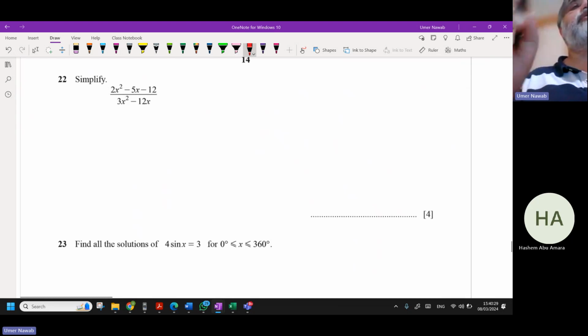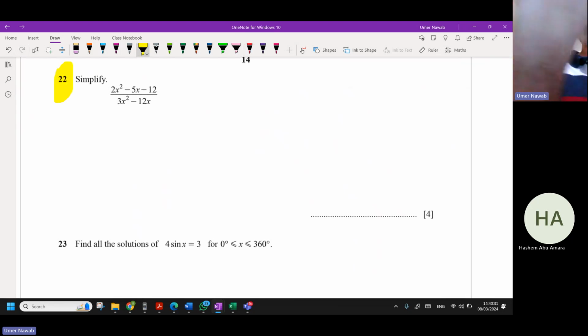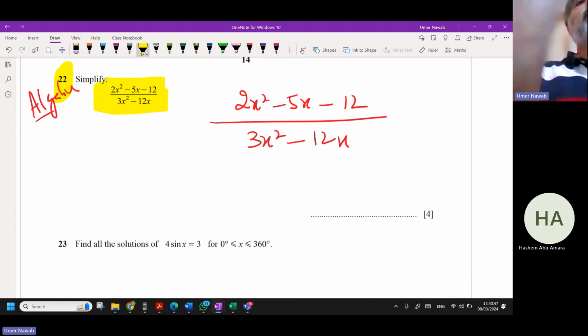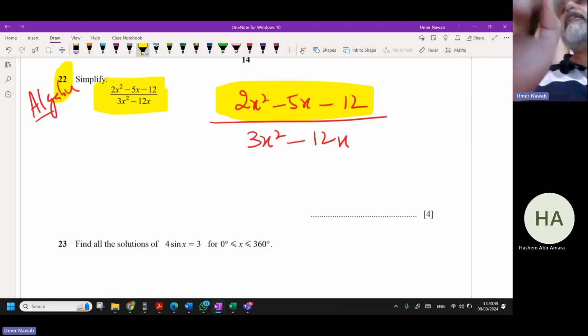Now, next question number 22. It is on algebra, guys. This is algebra. Now I need to simplify this expression: 2x squared minus 5x minus 12 on the top, and 3x squared minus 12x in the denominator. Now in the top, I have three terms.